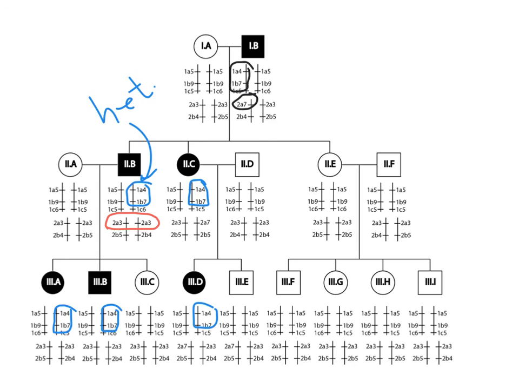So in this case, it looks like there's a single locus, a gene somewhere in that region of the chromosome that's a dominant allele that causes this disorder.